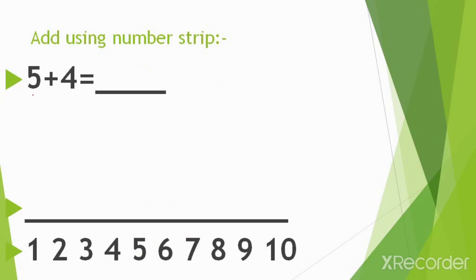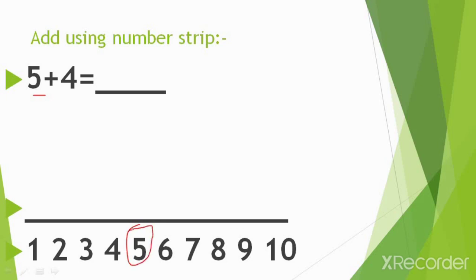Now 5 plus 4. That means we have to find out number 5 first on the number strip. Where is it? This is 1, 2, 3, 4, 5. Do I reach the same destination? Where should our train stop? Our train should stop at number 5. Here it is. Make a circle around it.